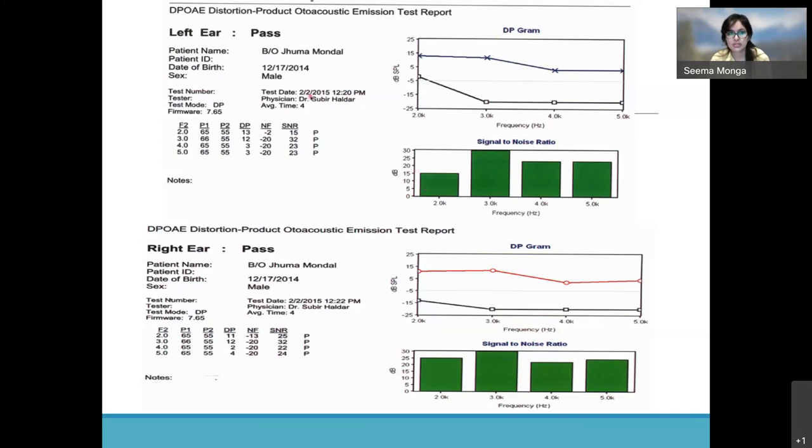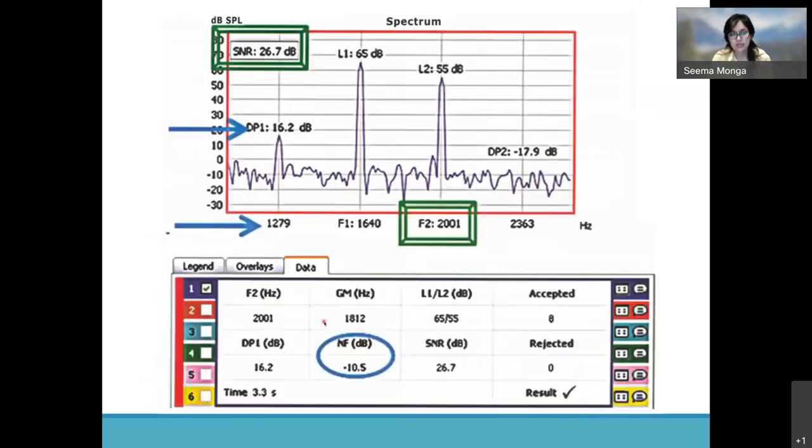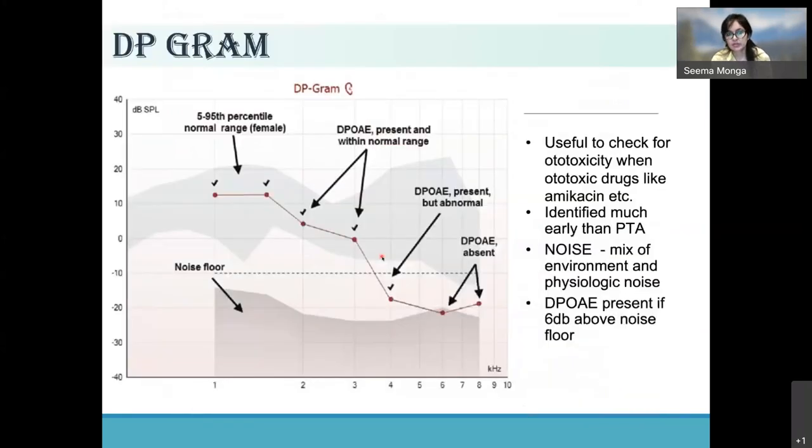So this is a patient. The left ear passes, and in the right ear it is more than 6, so it is also a pass. So this is how a DPOAE looks again: F1, F2, the DP, and 2F1 minus F2, the frequency where we are concerned. This is how a DP-gram looks like.